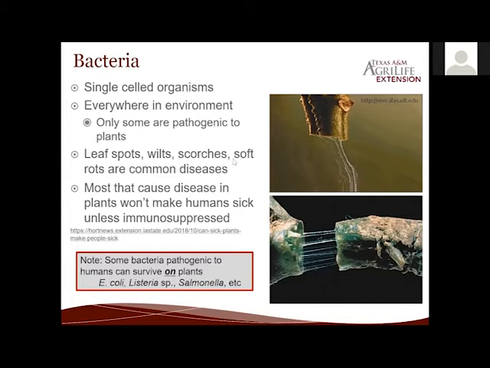One other side note: some bacteria that are pathogenic to people can survive on plants, like E. coli, Listeria, Salmonella, and others. Those are obviously always a concern, particularly if you're working in community gardens, or eating your own produce or sharing produce. There are a ton of great online resources about produce safety from the home garden, especially if you're using manure-based fertilizer. That's a major risk factor, in my opinion, if it's not aged manure.